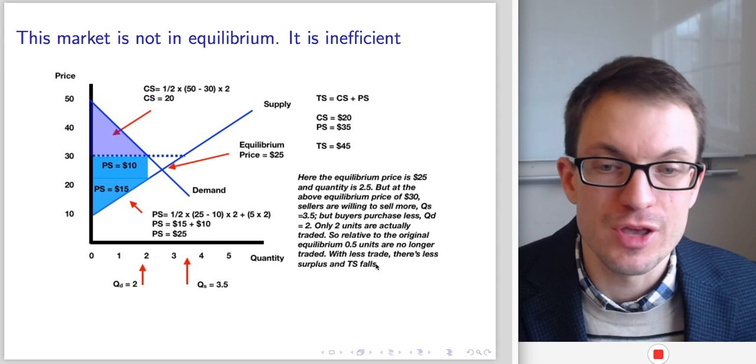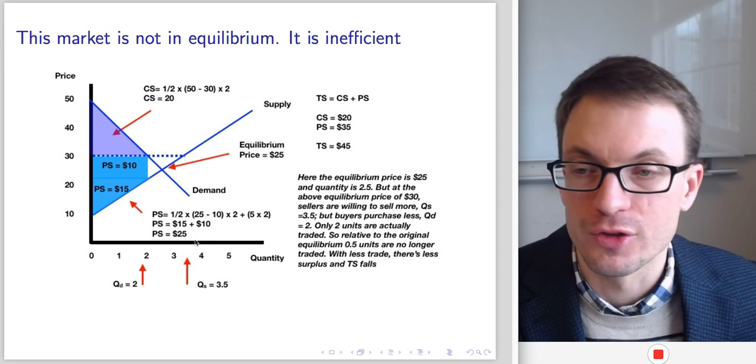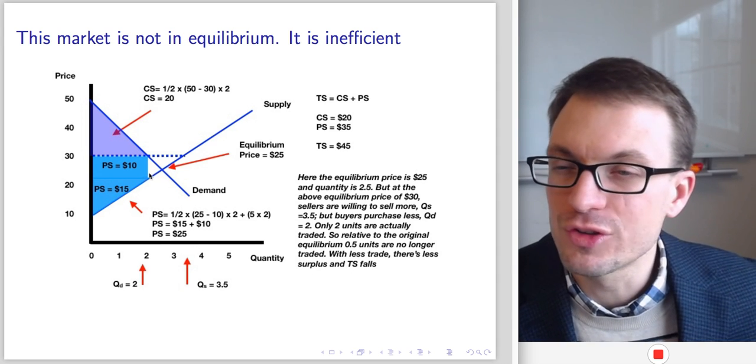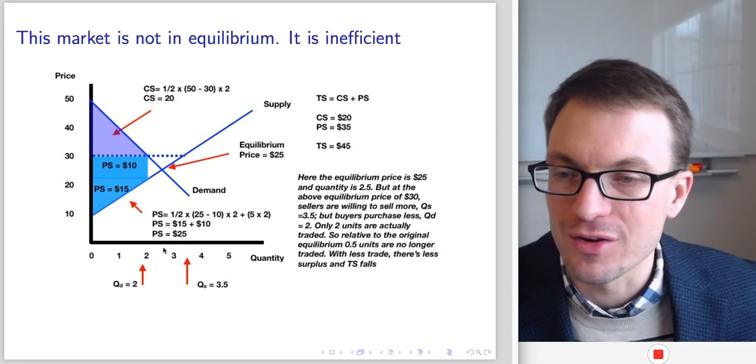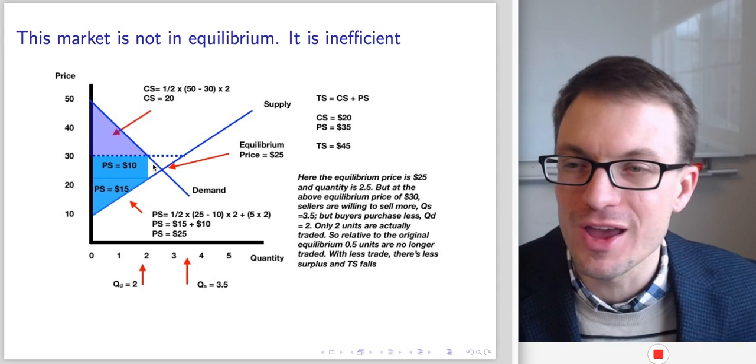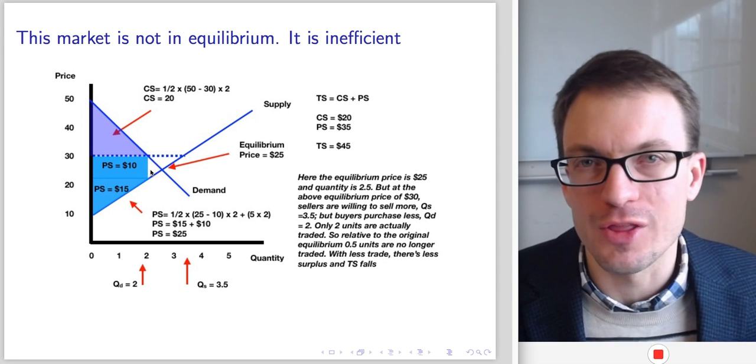So with less trade, there's less surplus, and total surplus falls, right? The units that are missing between the quantity actually traded and our equilibrium quantity was half a unit. This little triangle right here. Later in the course, we'll call that deadweight loss.